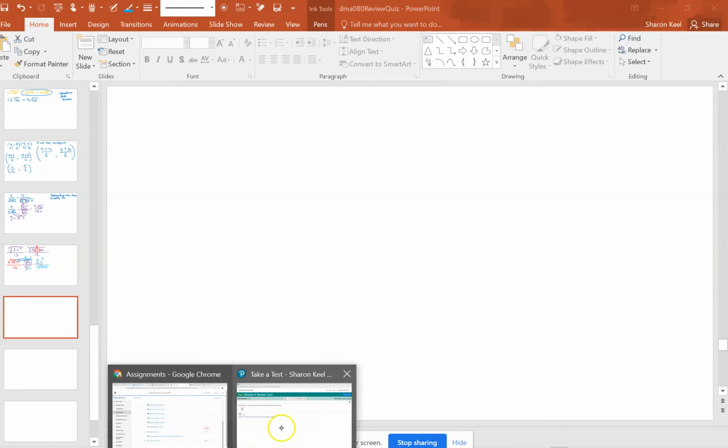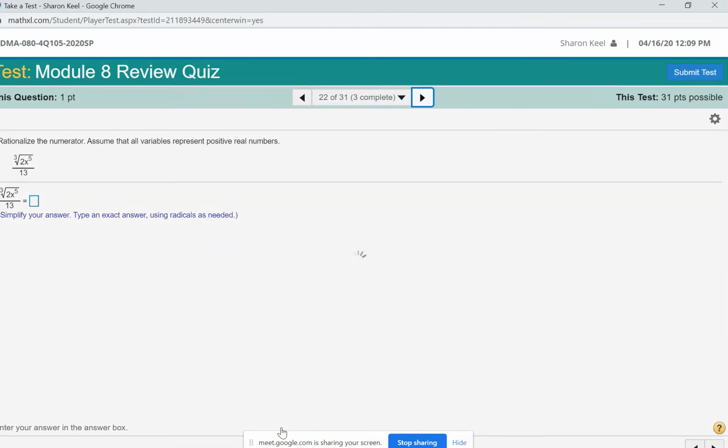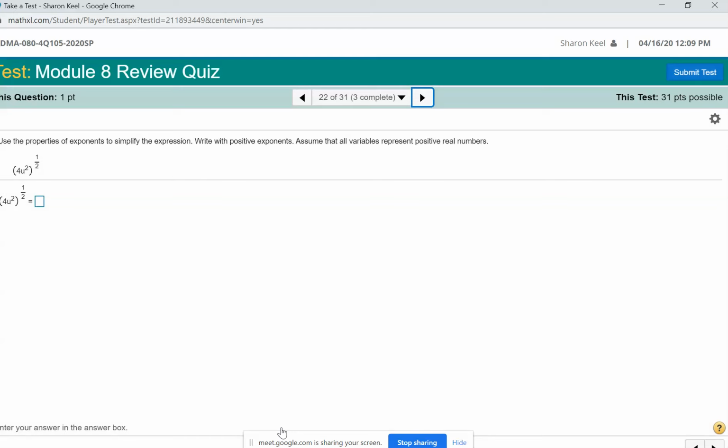There are numerous rationalizing problems on the test, so you do have to be sure you're comfortable with rationalizing the numerator and denominator. Same process, it's just either the top or the bottom.